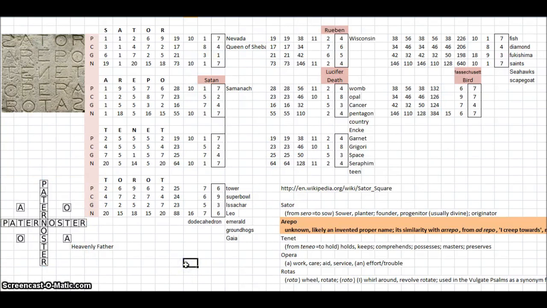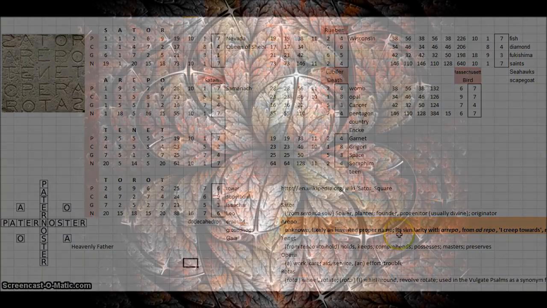Yay or nay? Alrighty, so that's your basic here. I do this every time just to check things out. If you want to know more about Sator Square, the rest of this information is all over the place.